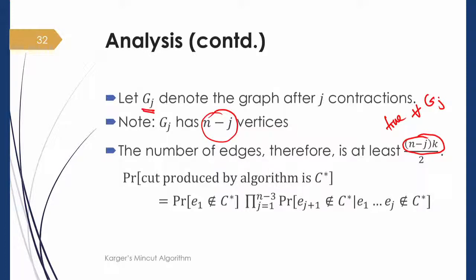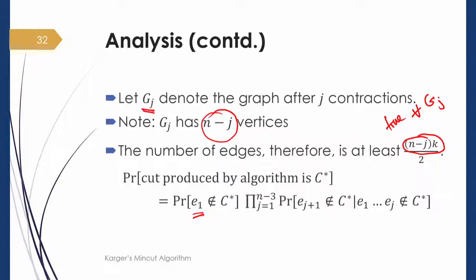Okay. So with that, now we have the mathematics needed to continue with the proof, and what we want to do is bound this probability that the cut produced by the algorithm is in fact the specific cut C star. So what is that? This event is nothing but the probability that none of the edges that were chosen by the algorithm intersected with C star.